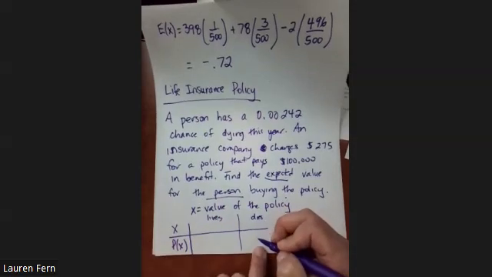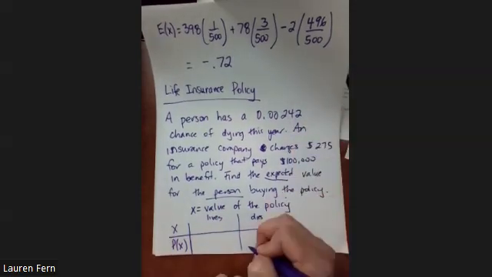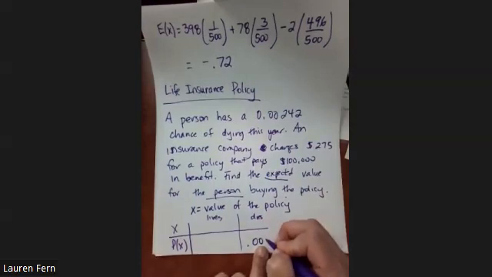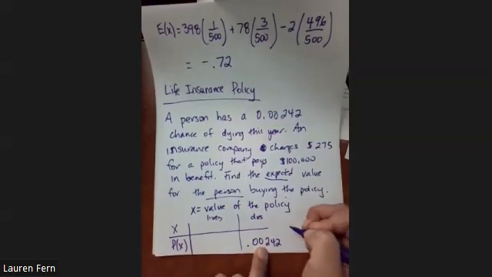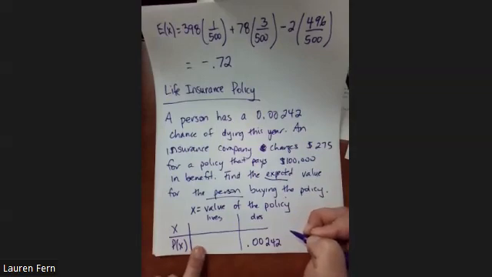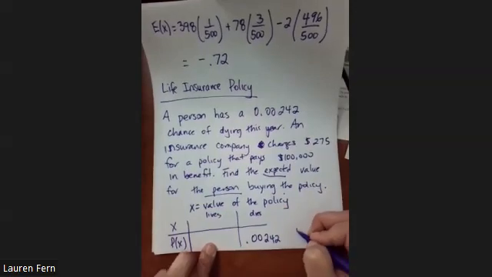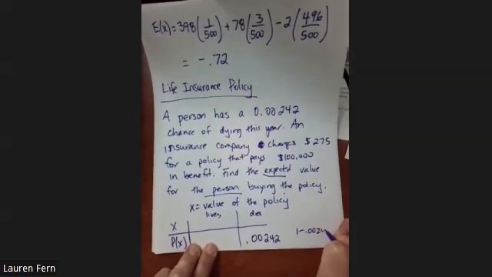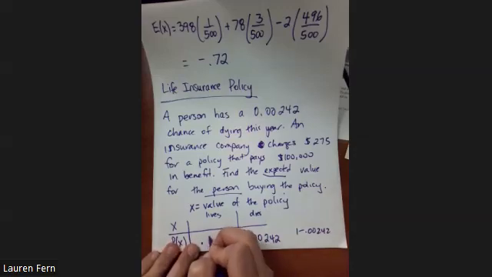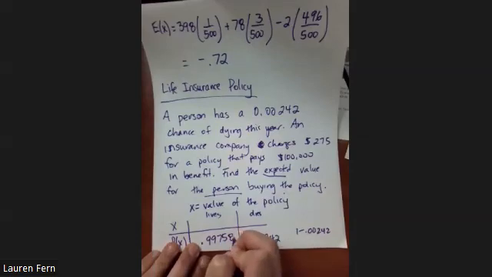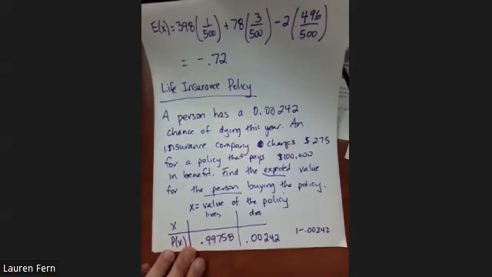Well, we're given that the probability that the person dies is 0.00242. Can I get the probability then that the person lives? How would we find this probability? Good, you would take 1 minus that value, because there's only 2 possibilities. Either someone lives or someone dies. You with me there?